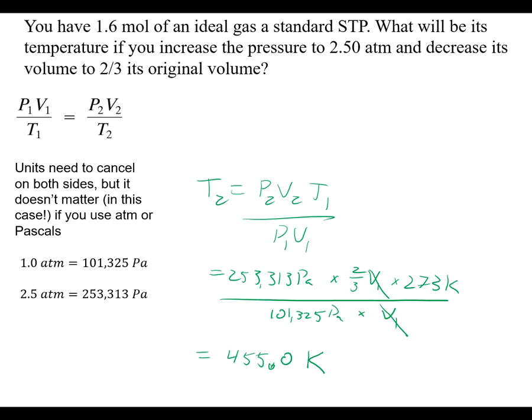If the units don't cancel out, then yes, you'd better pay attention to the units, especially if you're dealing with the constant R. Make sure your pressure and your volume are in units that agree with the value of R that you use.